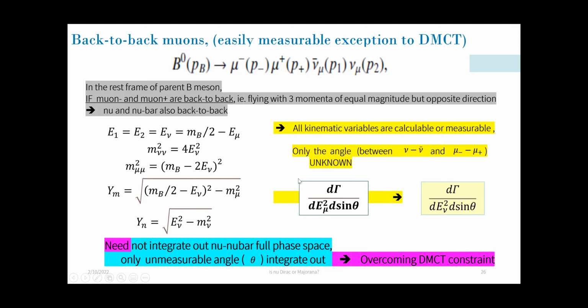So actually, the five dimensional phase space becomes two dimensional: d gamma over d mu square, d sine theta like this way. As I mentioned, sine theta is present but unobservable, but this is observable. And E mu is actually the same as E nu. So when you measure this, actually you are measuring the neutrino momenta, the neutrino energy distributions. So you don't need full integrals. So this overcomes the difficulty. This is the good idea of vector muons.